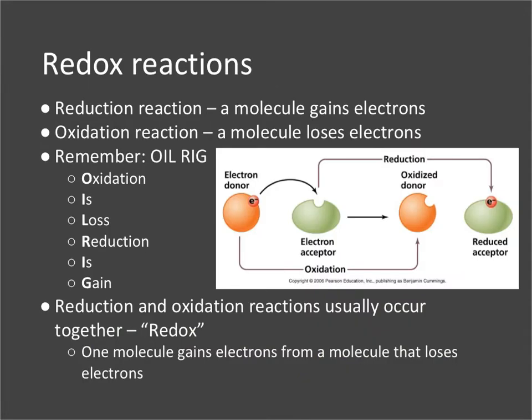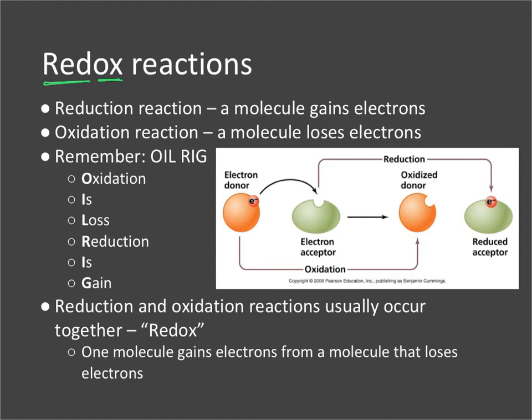Before we get into the specifics of the reactions of aerobic and anaerobic respiration, we first have to look at something called redox reactions. And redox reactions are actually two types of reactions that typically happen together. So a redox reaction refers to a reduction reaction and an oxidation reaction. So the red stands for reduction and the ox stands for oxidation.